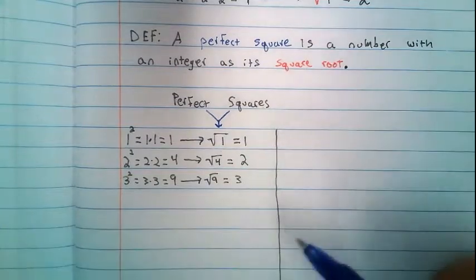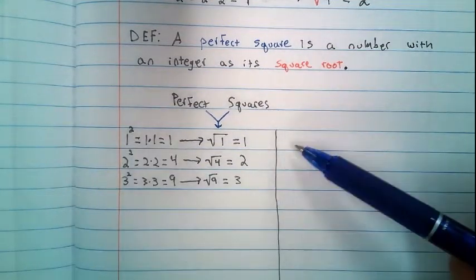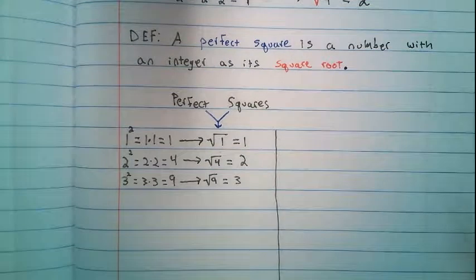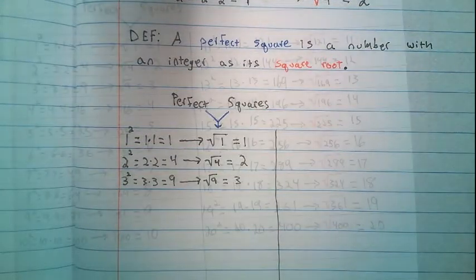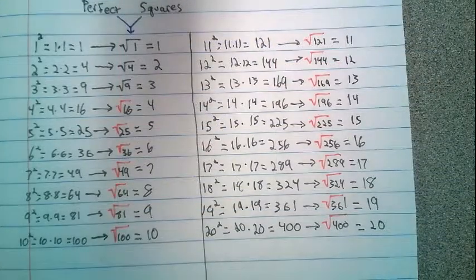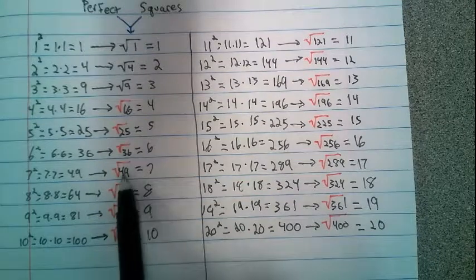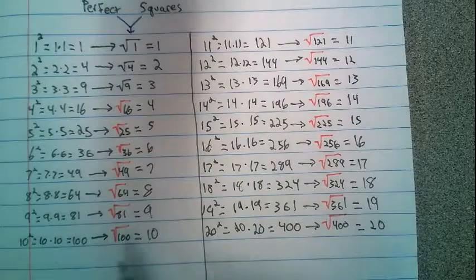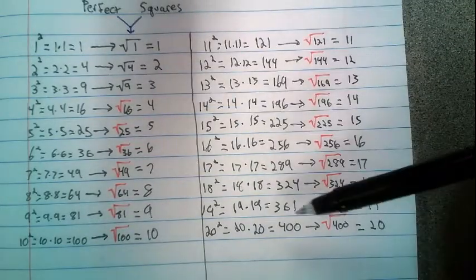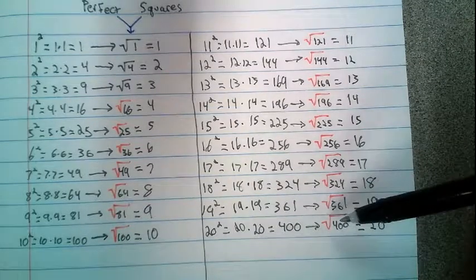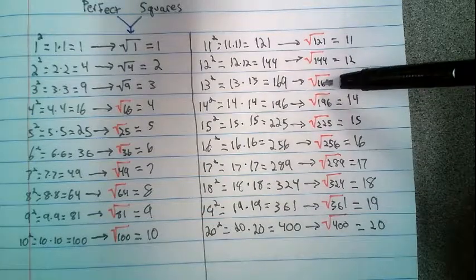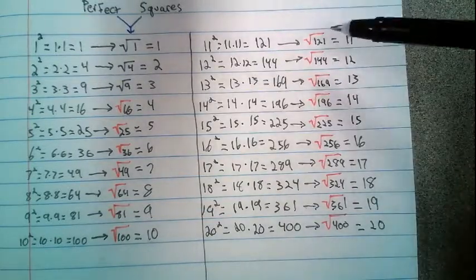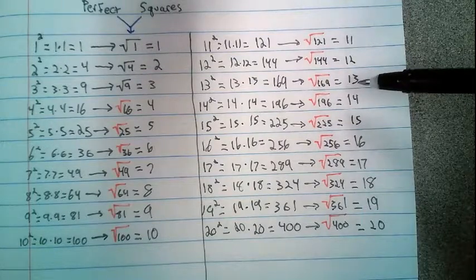Okay, I want you to make a list going from 1 through 10 and then 11 through 20. And when you've finished your list of perfect squares, it should look like this. So the square root of, say, 49 is 7, because 7 times 7 is 49. And now you have a list of 1 through 20. So if you want to find the square root of 169, you look for it in the list. The square root of 169 is 13.